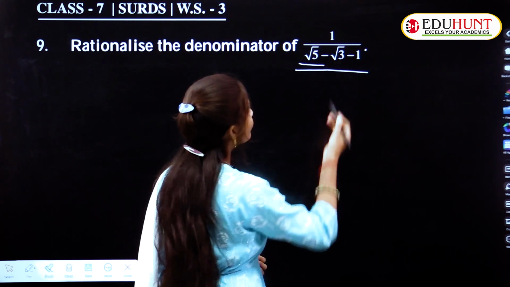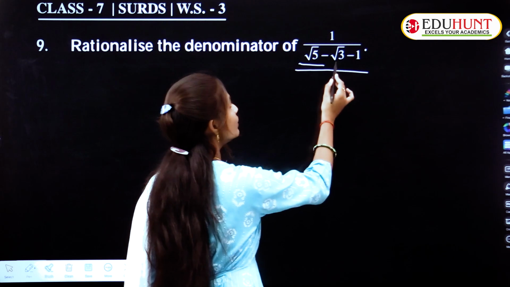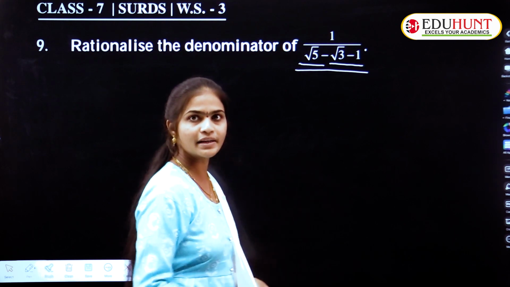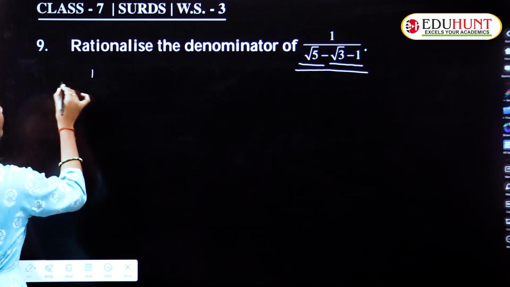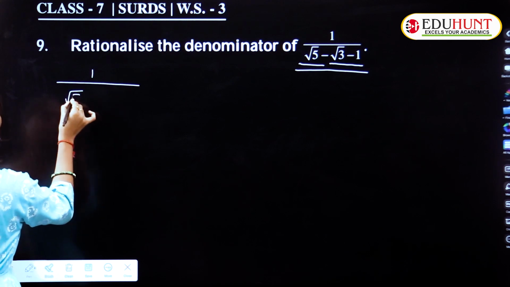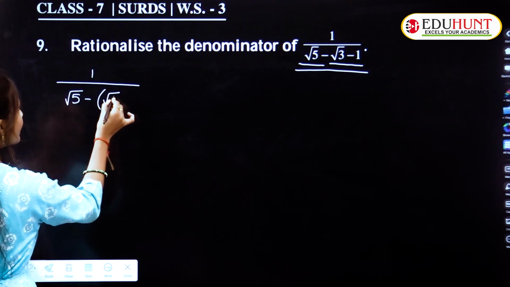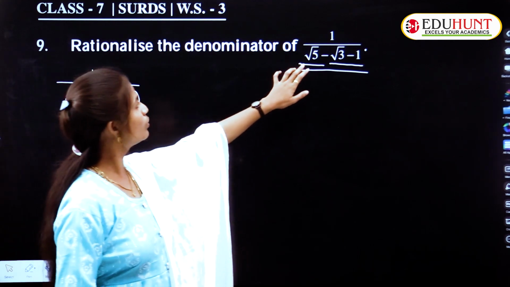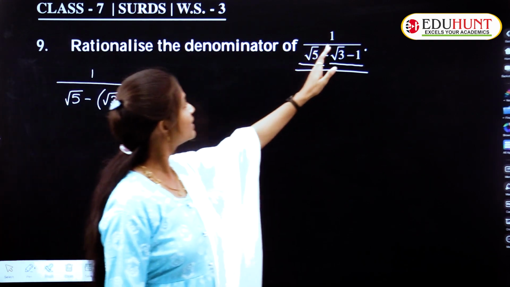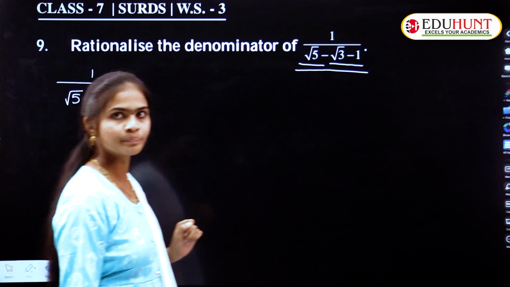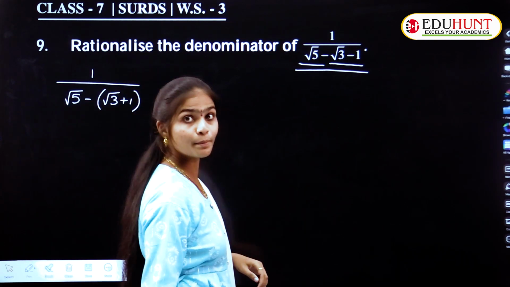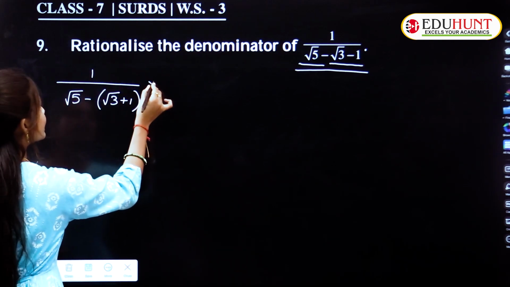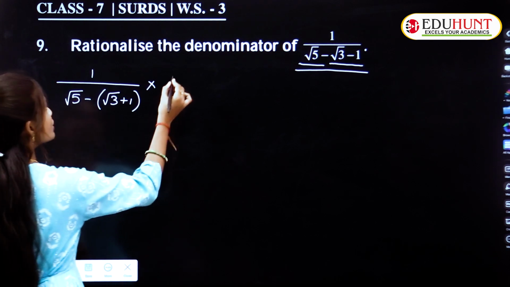Just like that, we can separate this into 2 terms: root 5 and minus root 3 minus 1. So 1 by square root of 5 minus (square root of 3 plus 1), I am writing it like this. I take root 5 as one of the terms, and these two terms I consider as a single term. Also the minus sign is there, so I took that as common. So what is the rationalizing factor of its denominator?